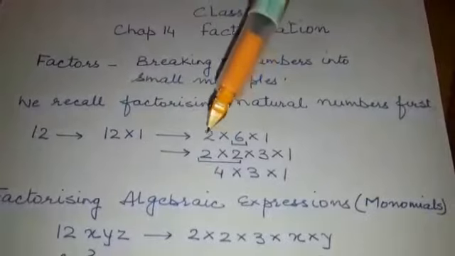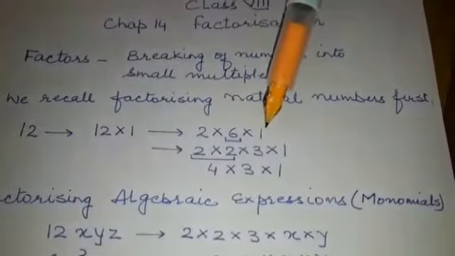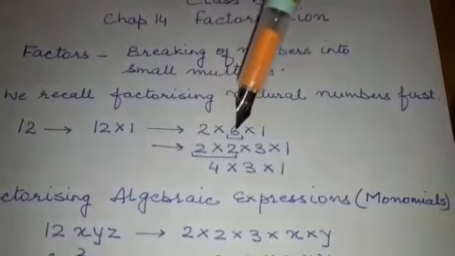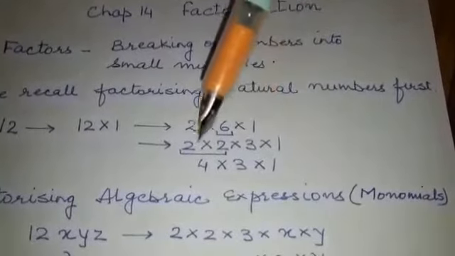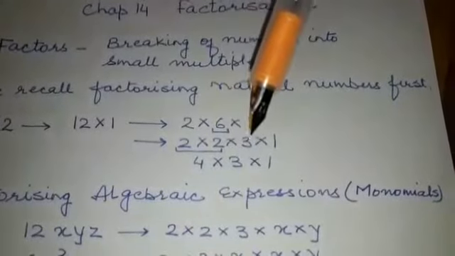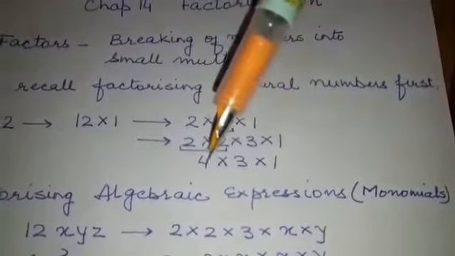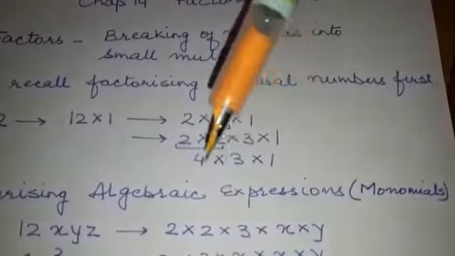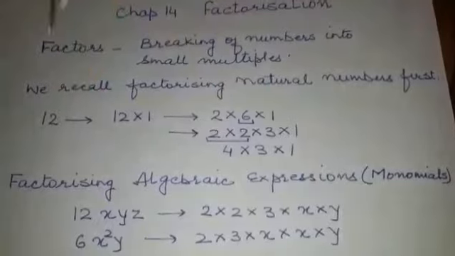That means it can be written either as 2 multiply 6 multiply 1. We can also write it 2 multiply, this 6 can be written as 2 multiply 3. So another factors can be 2 multiply 2 multiply 3. Similarly, we can write 2 multiply 2 as 4 also. So 4 multiply 3 multiply 1. So 4, 3 and 1 can also be the factors of the number 12.